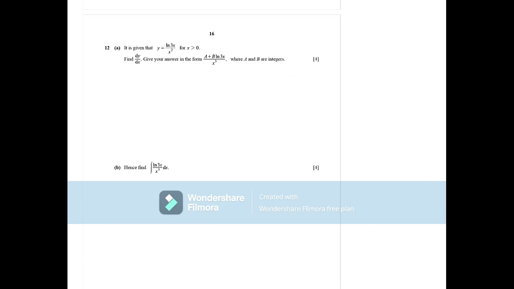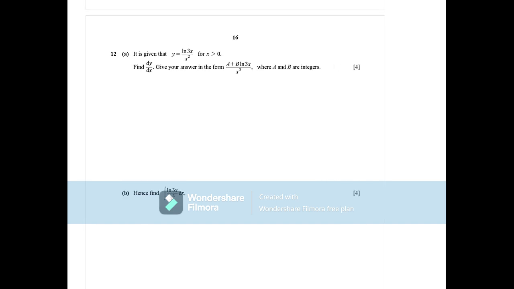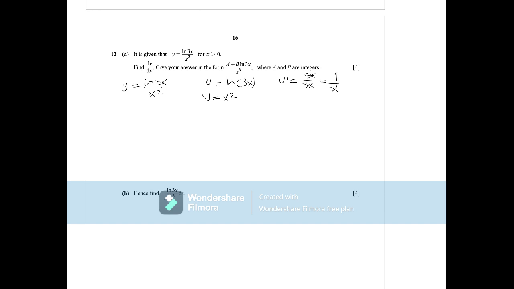Okay, question 12. For question 12, it is given that y is natural log of 3x over x squared. Find dy by dx, giving your answer in this specific form. So y is equal to ln(3x) over x squared. Your u is equal to ln(3x) and your v is equal to x squared. u prime equals 3 over 3x, which is 1 by x, and your v prime is equal to 2x.